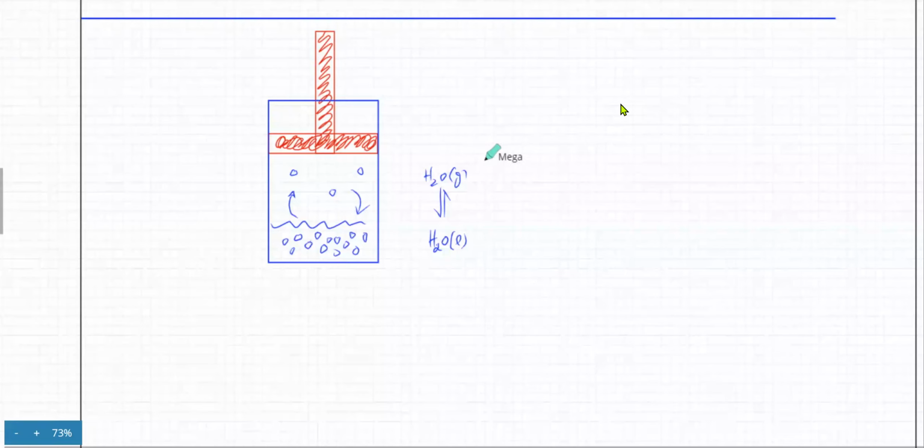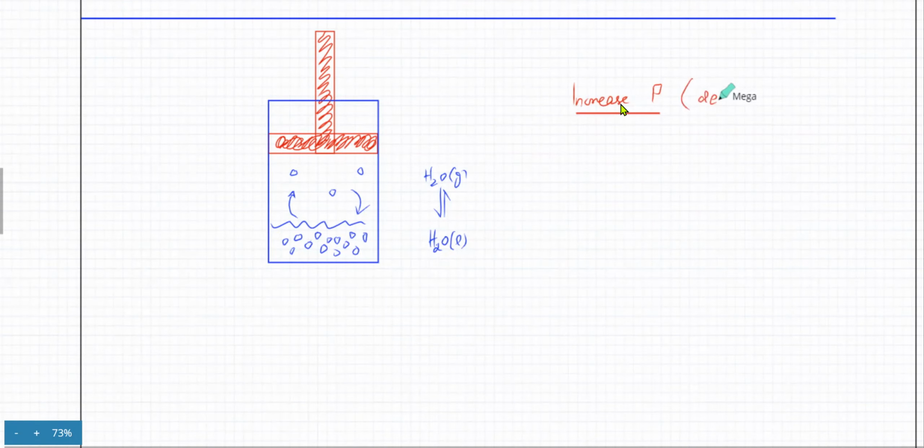So we have this equilibrium going on. If I increase pressure, what does that mean? Whenever we increase pressure, you decrease volume, you compress the thing. So whenever you increase pressure, you decrease the volume of the container. So how do I increase pressure? The way I'm going to increase pressure is I'm going to push this downwards.